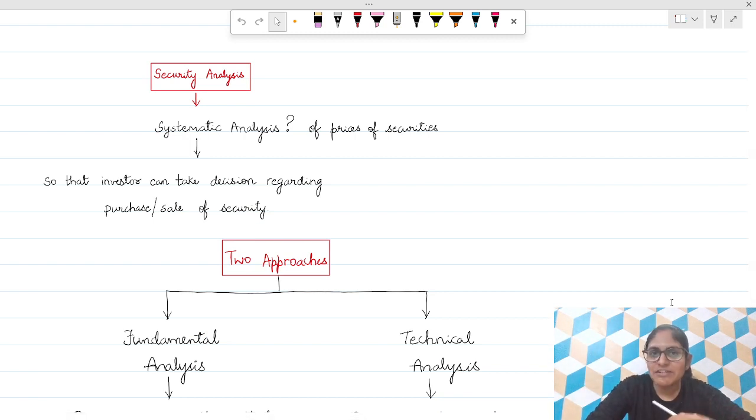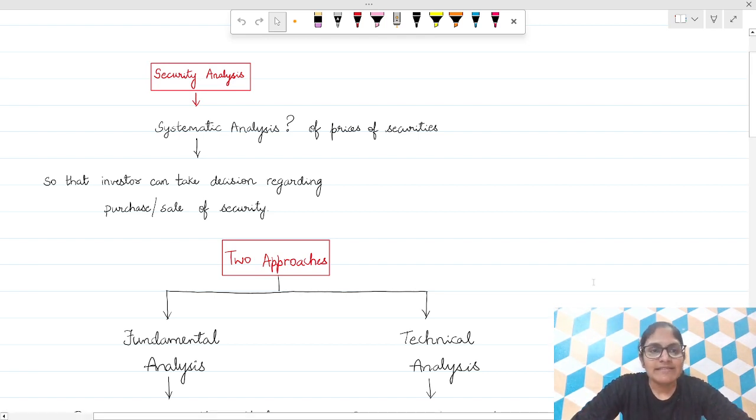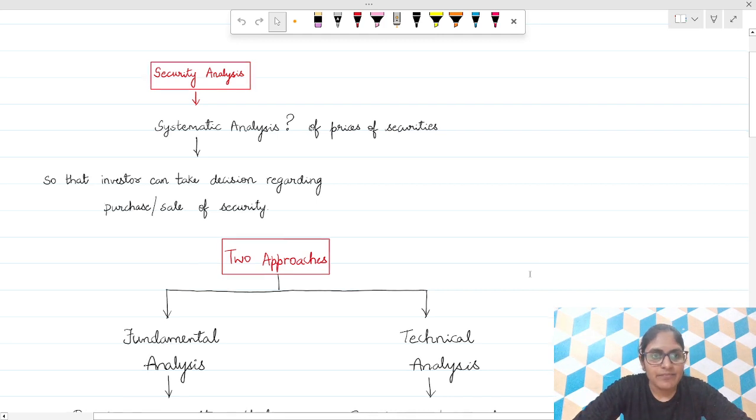By the end of the session, you'll be able to memorize all the head points, so that quickly during the exams you can recall and save time. So let's start with the fun and creative learning. We'll be starting with the security analysis chapter.